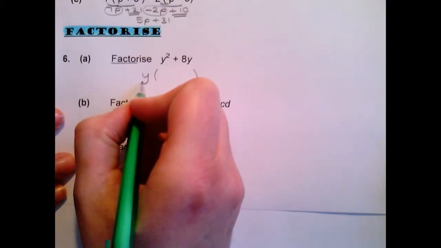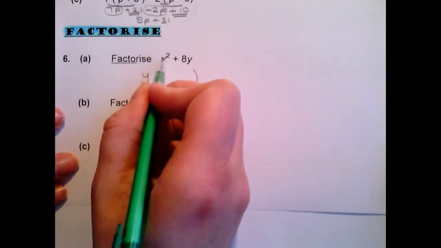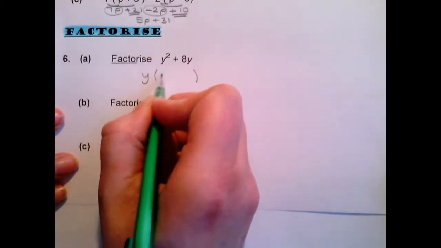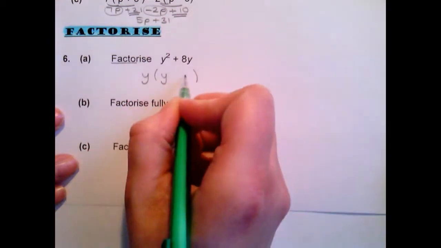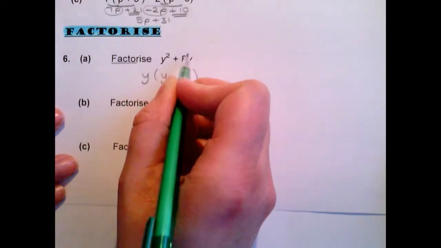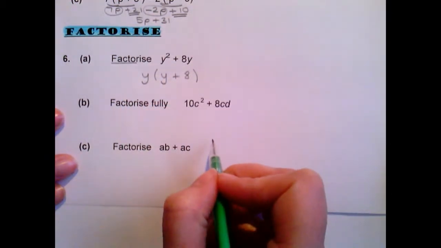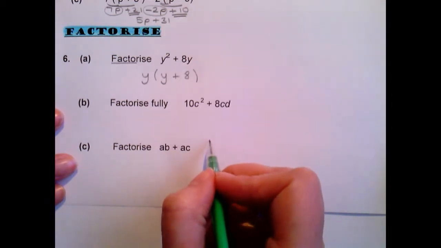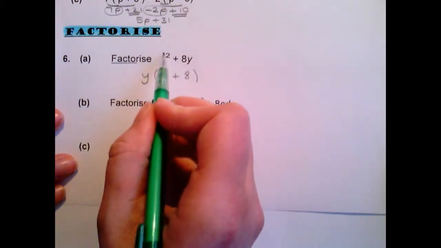And then I just work in reverse and think, y times what would get me y squared? Well, y squared comes from y times y, so it would have to be a y in there. And then y times what will get me 8y? So the difference between this term and this term is the 8 in front of it. So it must be an 8 that I put in the brackets there. The handy thing with factorise is that you can always check your answer and check that if you actually multiply that out, will you get back to the question?